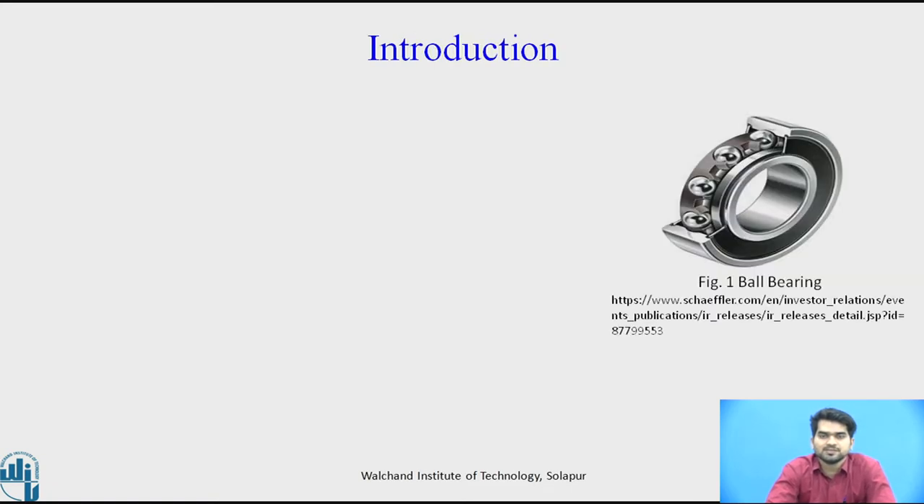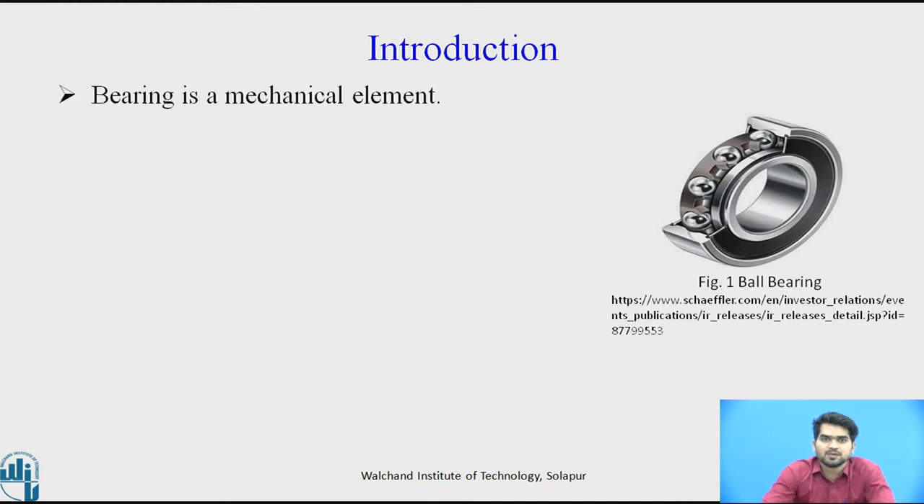Now we will see the introduction about the bearing. The bearing is a mechanical element. We are using such kind of bearing in the machine. Wherever I want to support the shaft, I have to mount the bearing on the shaft, and to reduce the friction, we have to use the bearing. So it is called a mechanical element.